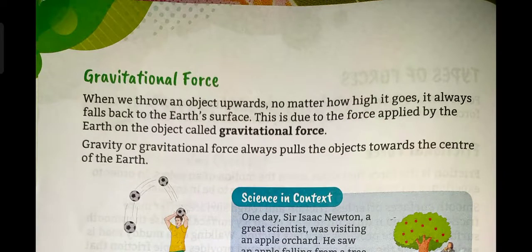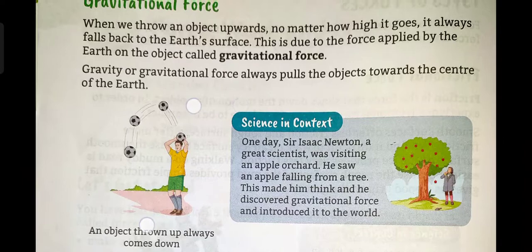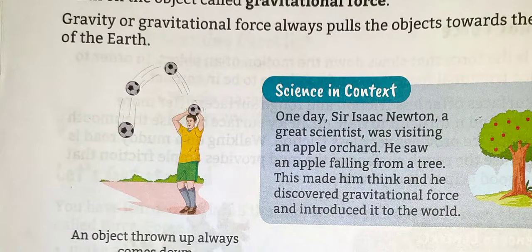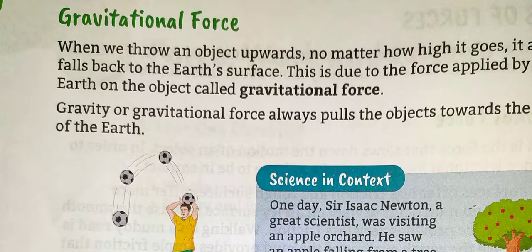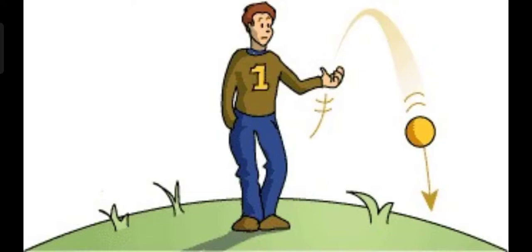Okay, move to the next. Gravitational force. So what is gravitational force? You can see in the picture, when we throw a ball upward, it naturally comes down to the ground. So why does the ball come to the ground? Because our earth pulls everything towards its center. That is why everything comes down to the ground, and that is called gravitational force.